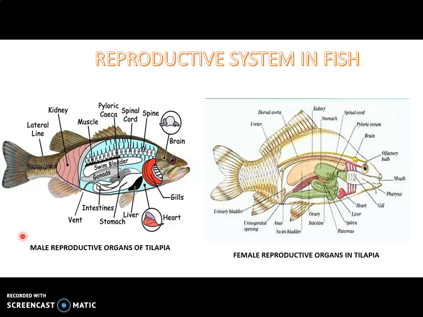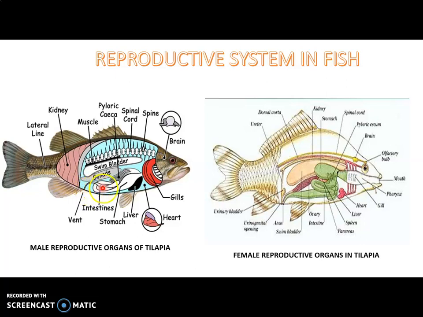If you look at the reproductive system of a male fish, you see that it consists of two testes. In the male tilapia fish, the reproductive system consists of two testes. These two testes are elongated and suspended in the abdominal cavity. These testes are located on each side of the alimentary canal, and they join posteriorly so that they can have a single duct which opens at the genital aperture.